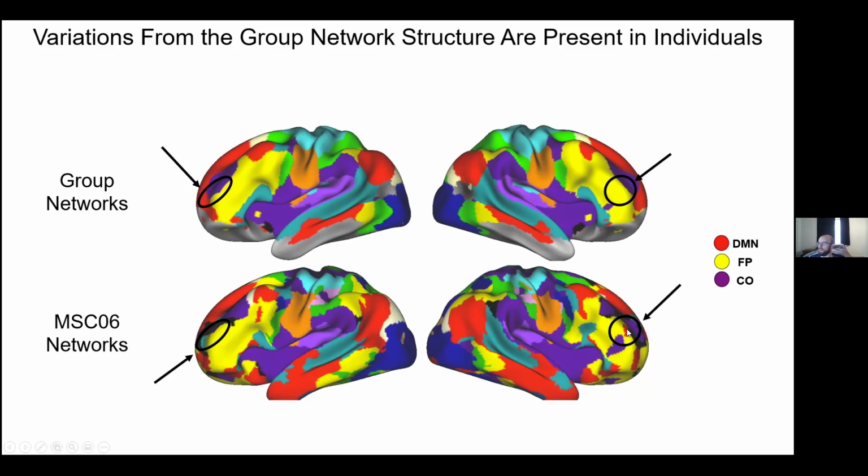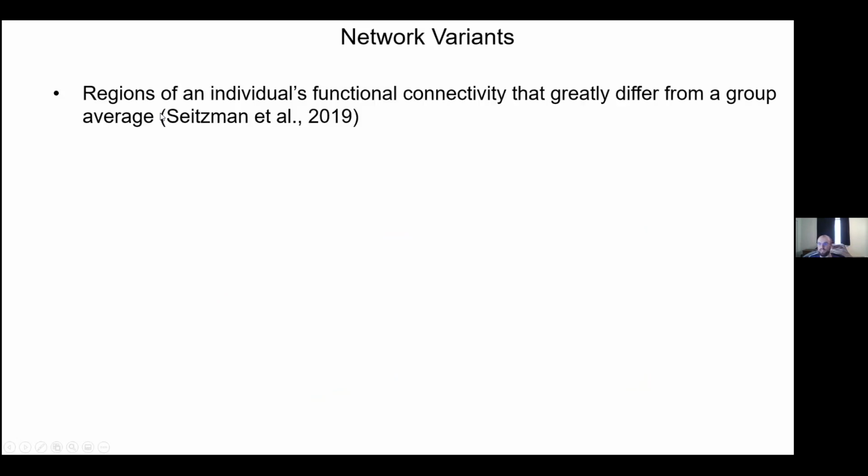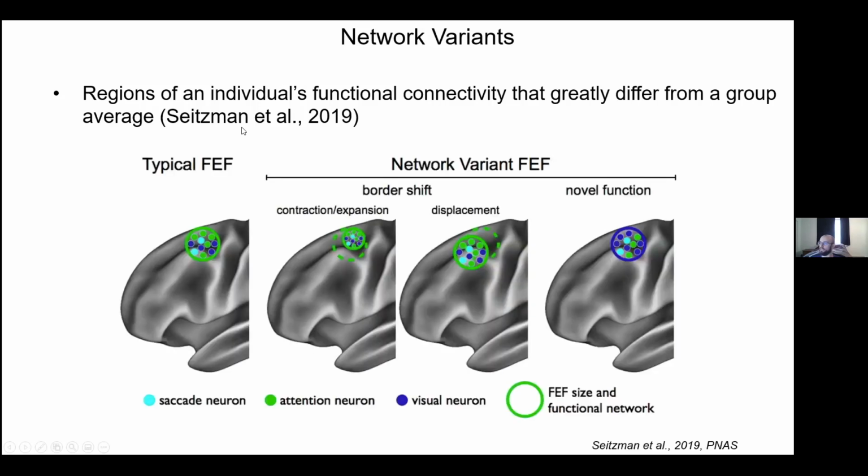And one way that we do that is through what we call network variants. Network variants we define as regions of an individual's functional connectivity that greatly differ from a group average. So just to give you a little bit of background on the theory of how we interpret what network variants are, you could imagine a typical frontal eye field in an individual, like a group average frontal eye field that you estimate. This region would be composed of different populations of neurons, such as those related to saccading, visual processing, or attention. I know this is an oversimplification of the cytoarchitecture of this area, but I think it's still a really interesting example to look at.